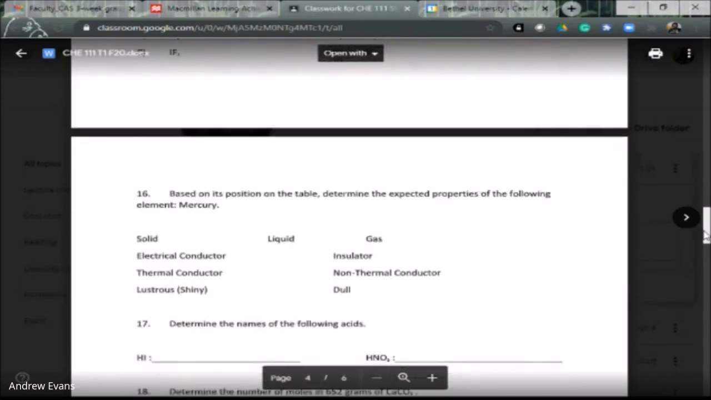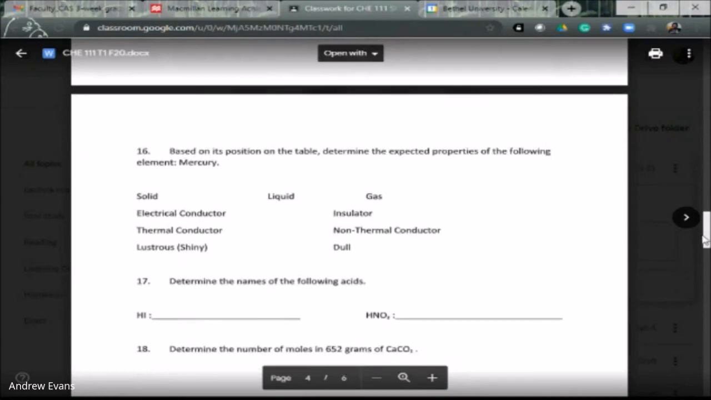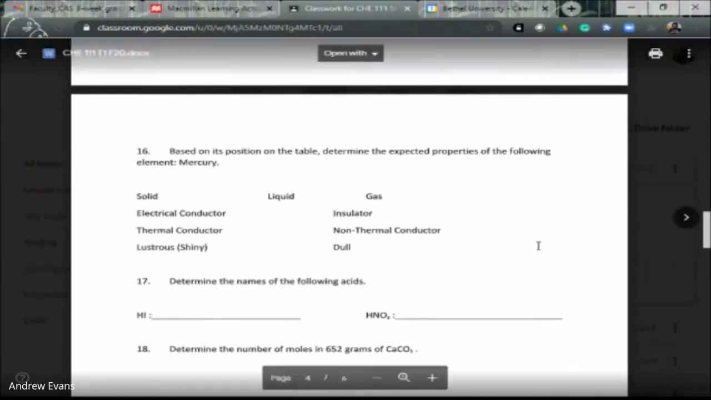Based on the position on the table, determine the expected properties of the following element, mercury. Turns out mercury is a liquid, but you might expect it to be a solid. It's a transition metal, so it's an electrical conductor. It's a transition metal, so it's a thermal conductor. It's a metal, so it's lustrous or shiny. The only thing that should really trick you is the liquid part.